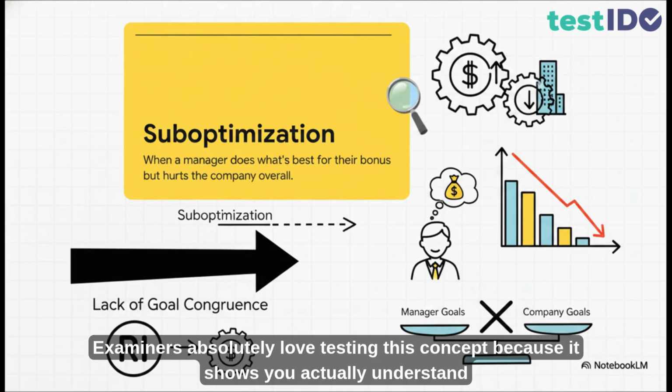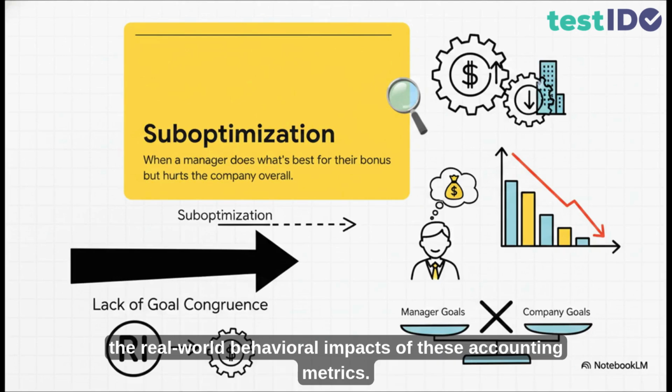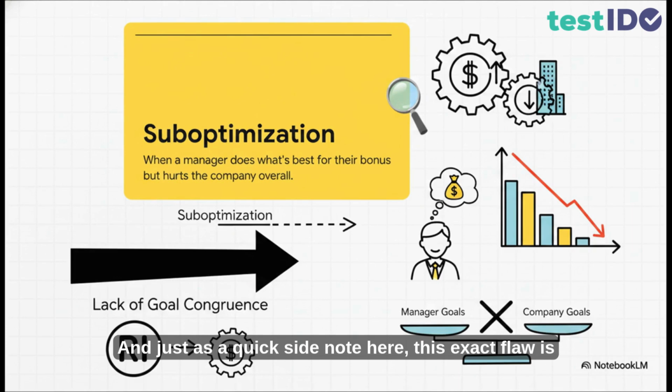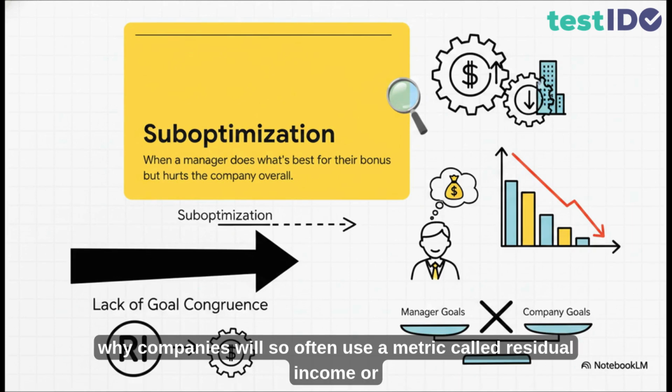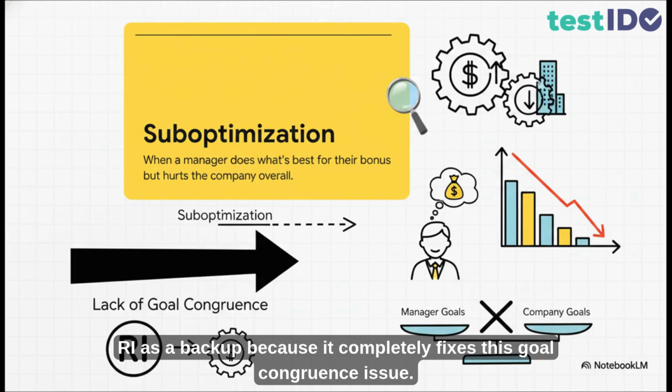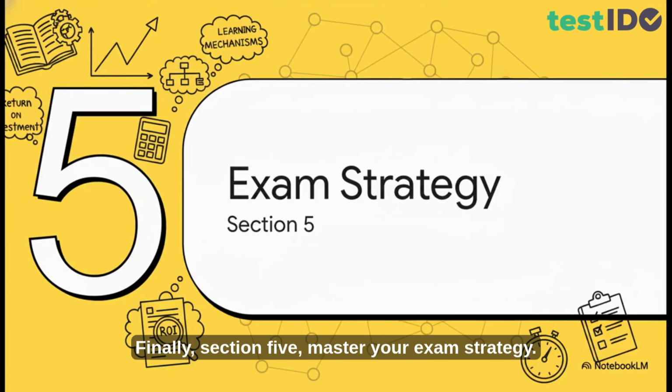Examiners absolutely love testing this concept because it shows you actually understand the real-world behavioral impacts of these accounting metrics. And just as a quick side note here, this exact flaw is why companies will so often use a metric called residual income, or RI, as a backup, because it completely fixes this goal congruence issue. Finally, Section 5, Master Your Exam Strategy.